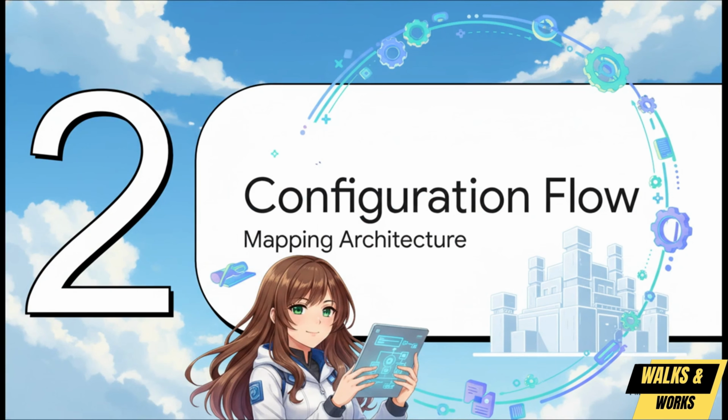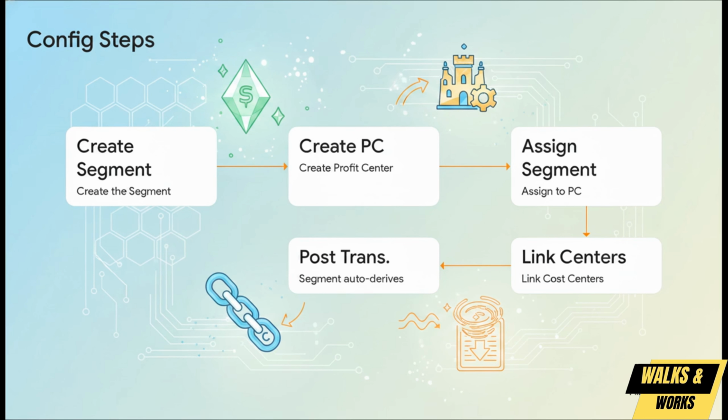Moving on to Section 2, the configuration flow. Let's map out the system architecture. Okay, here is your standard step-by-step configuration flow. Step 1, create the segment. Step 2, create the profit center. Step 3, assign that segment directly inside the profit center's master data. Step 4, link your cost centers to the profit center.